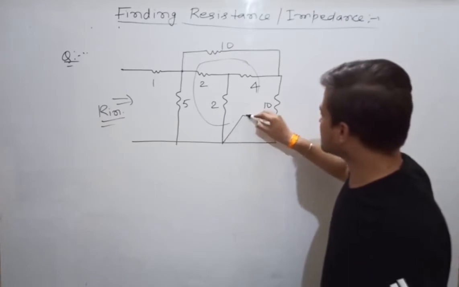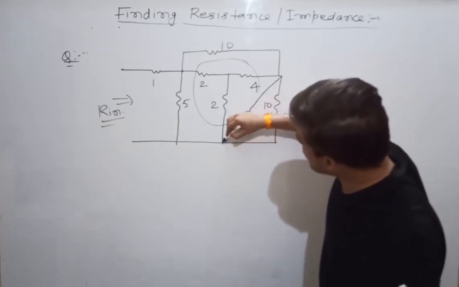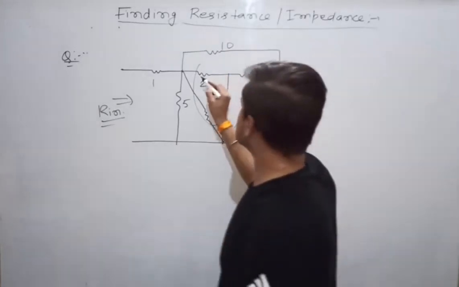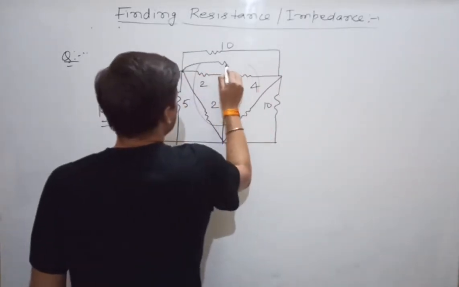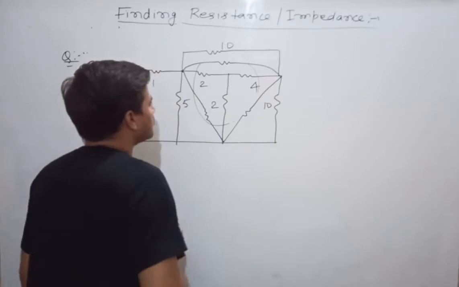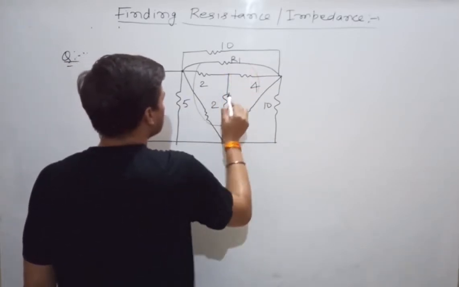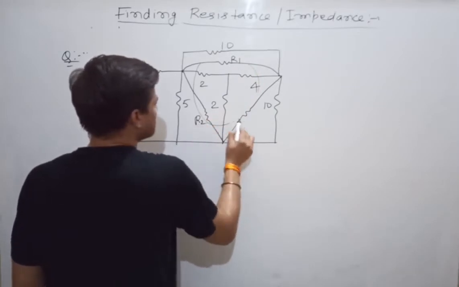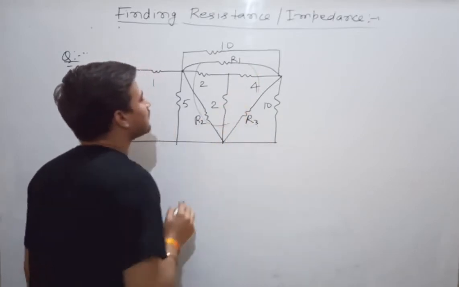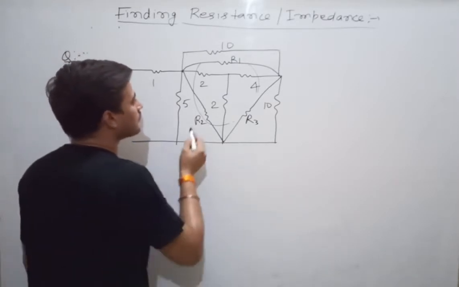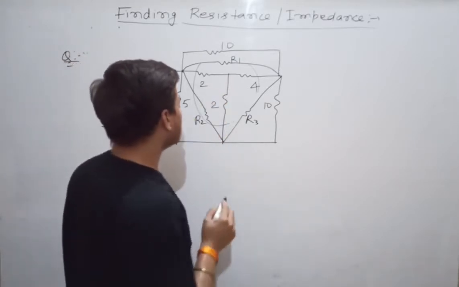You will put one resistance here, another resistance here, and another resistance here. There will be three resistors. Suppose this is R1, this is R2, this is R3. So let us find the values of R1, R2 and R3.